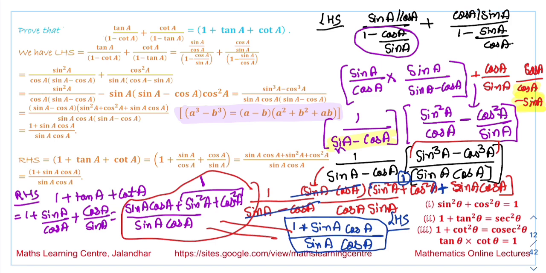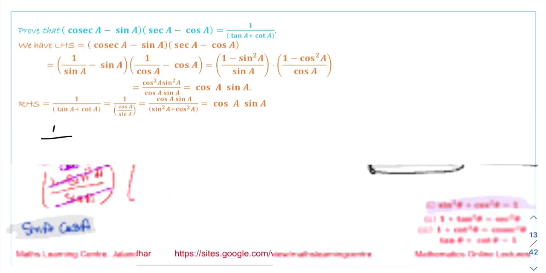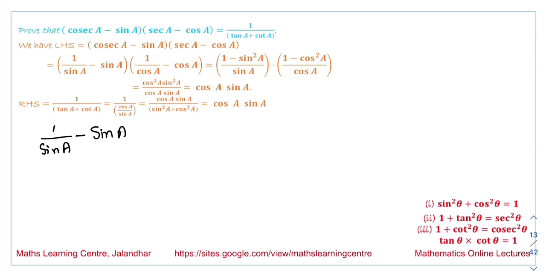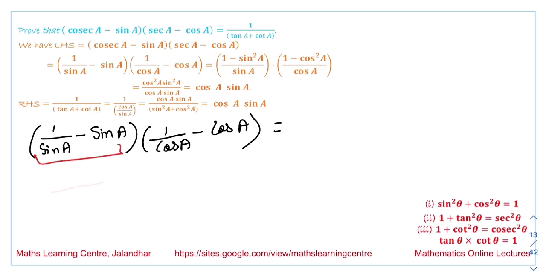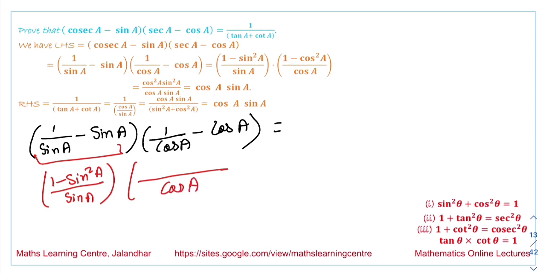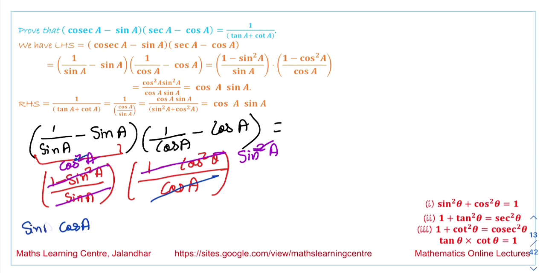Now in the next question we have cosecant A minus sin A. Cosecant we can write as 1 over sin A minus sin A, into 1 over cos A minus cos A. If we take the LCM, it is 1 minus sin square A over sin A, and 1 minus cos square A over cos A. 1 minus sin square A is equal to cos square A, and 1 minus cos square A is equal to sin square A. So sin A and sin square A, cos A and cos square A get cancelled, and the answer we are left with is cos A into sin A. This is the value of LHS.